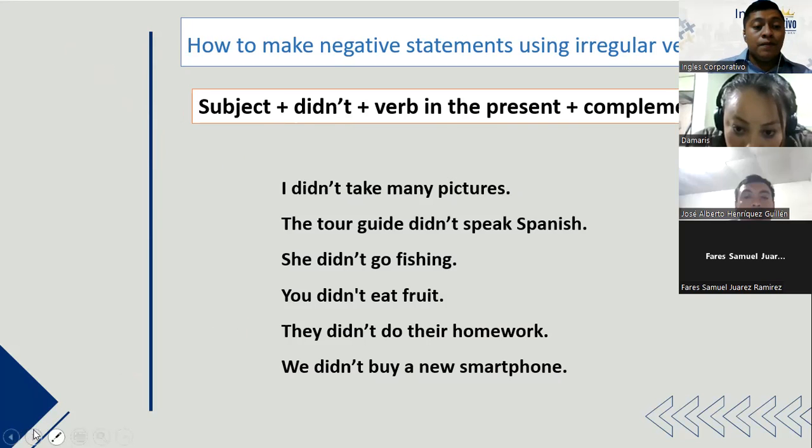No realizaron su trabajo. In which one? They didn't do their homework. Oh, homework is tarea. Tarea. Okay. Ellos no hicieron su tarea. Total. Okay.